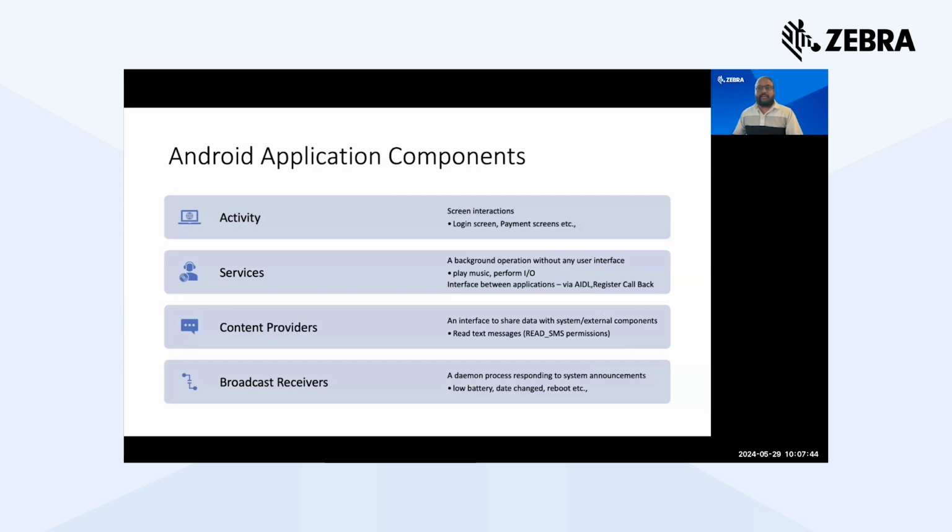Broadcast receivers respond to broadcast messages which are received from other applications or the system. So an app might receive a broadcast when new data is downloaded and is ready to use.